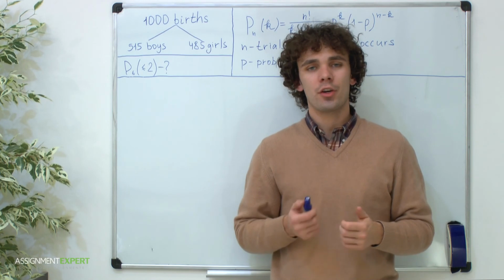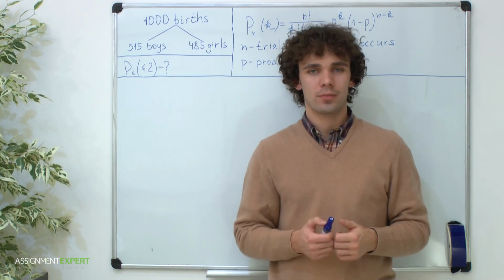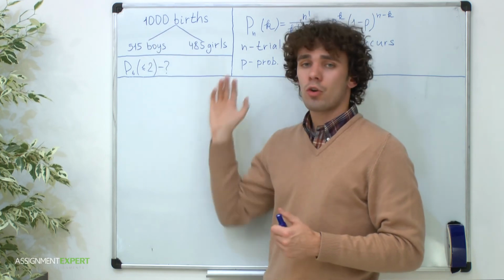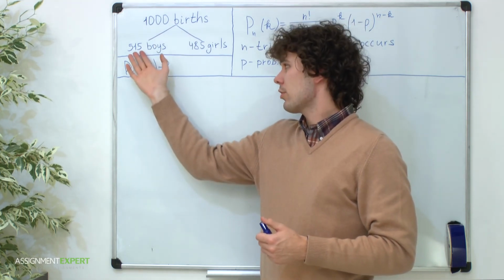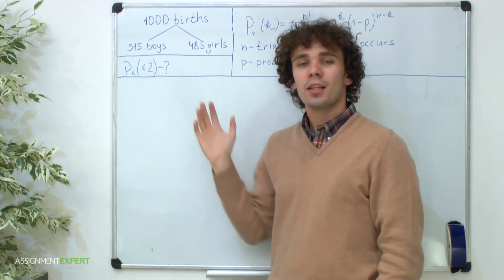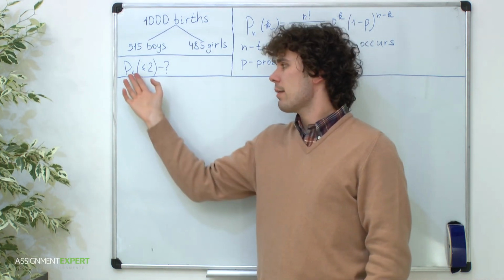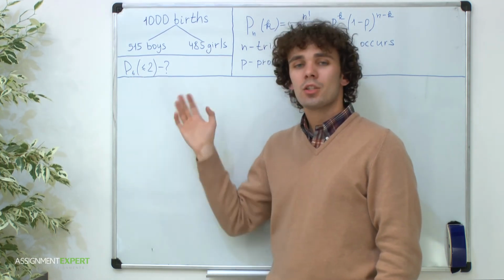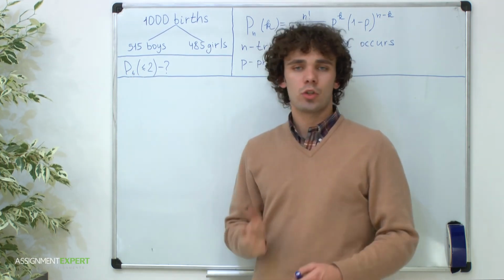Today we will solve another example on how to use Bernoulli formula. Statistics shows that among 1,000 newly born children, 515 are boys and 485 are girls. Let's find the probability that in a family with 6 children, there are no more than 2 girls. To find this probability, we will use Bernoulli formula.